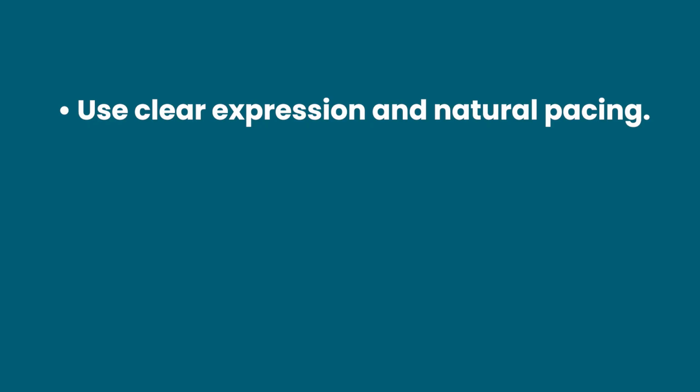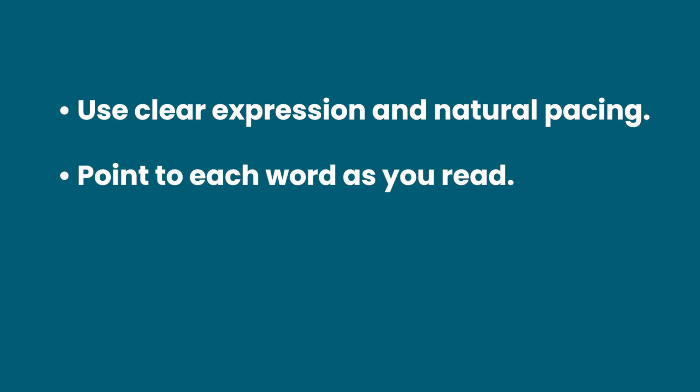First, begin by modeling fluent reading. Here we set students up for success with modeling what fluent reading looks and sounds like. Choose a short section of decodable text and read it aloud to the class. As you read, use clear expression and natural pacing. Point to each word as you read to reinforce left-to-right tracking and one-to-one correspondence.